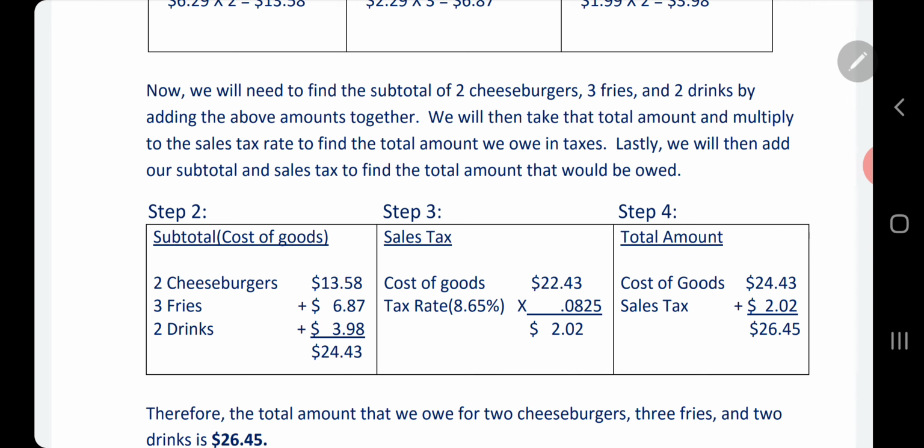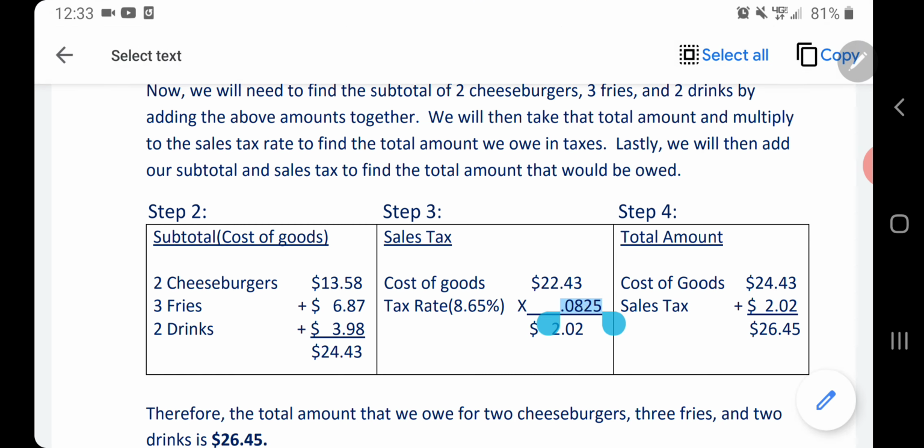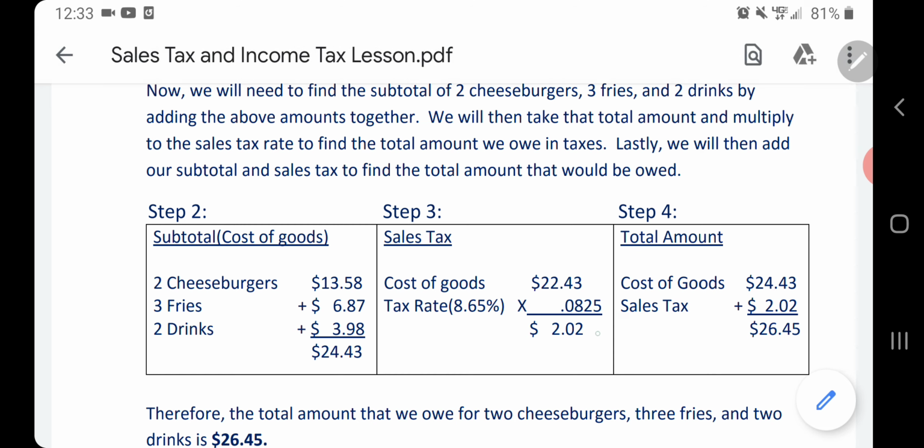All right, guys, let me make a quick fix here. Well, I will tell you guys, I messed up right there with that too. But I did multiply by 0.0865. And when you multiply by 0.0865, you will get $2.02.